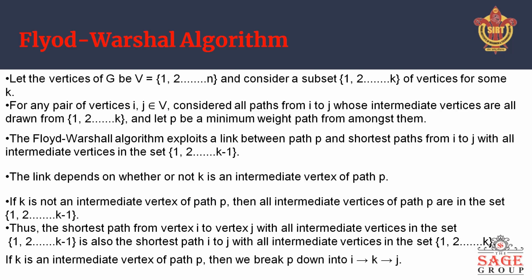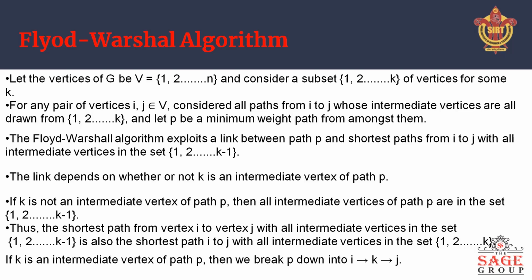And let P be a minimum weight path from amongst them. So here we see that the subset also includes these vertices, but it is a subset of the vertex set V, and P is the minimum weight path we have selected from every vertex to another vertex. The Floyd-Warshall algorithm exploits a link between path P and the shortest paths from i to j with all intermediate vertices in the set 1 to k minus 1.